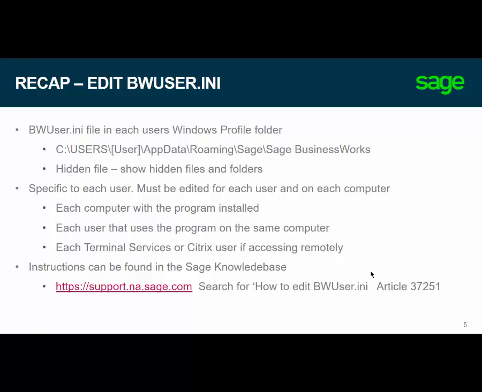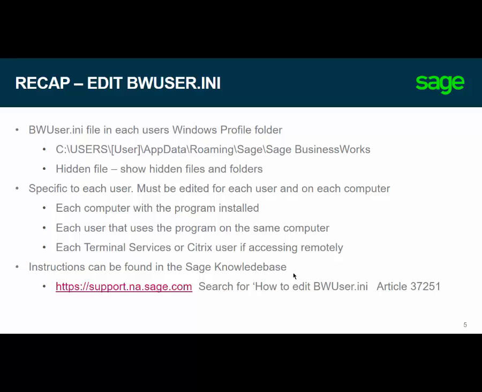Also, the BWUSER.INI is specific to each user, so it needs to be edited for each user and on each computer. For each user that uses the program on the same computer, and also if you're using terminal services or Citrix, it needs to be edited for each user that's accessing remotely. And again, maybe one user would like to default to have the check mark removed for the print packing list, and another user would like to have the check mark in the print packing list. You have the option to control that because this file and the settings in this file is user specific.